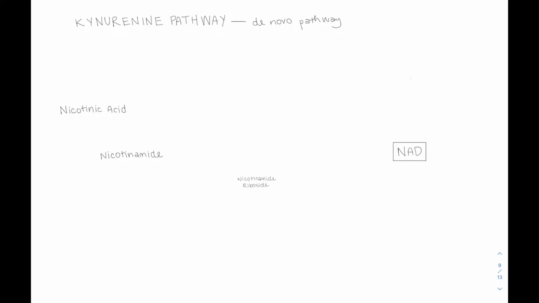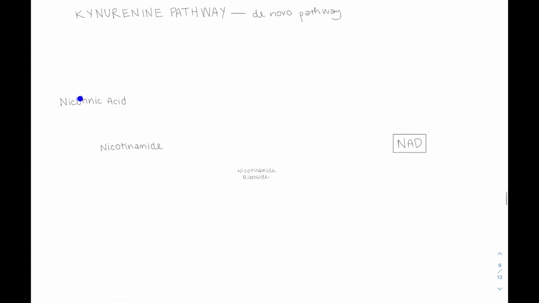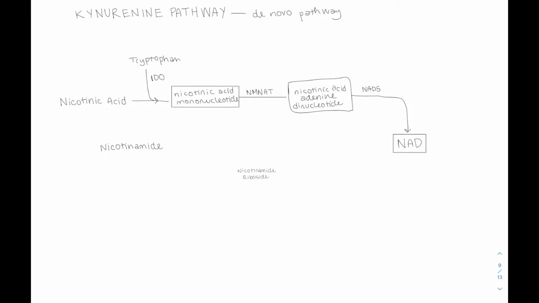So this will be the absorbed form. We have to get it back into functional form. So now I want to show you this kynurenine pathway, or the de novo pathway. And don't be alarmed when I do this. Okay, lots going on here.